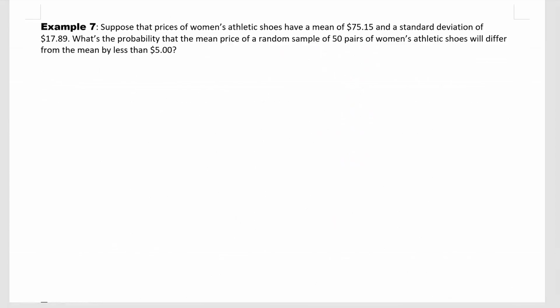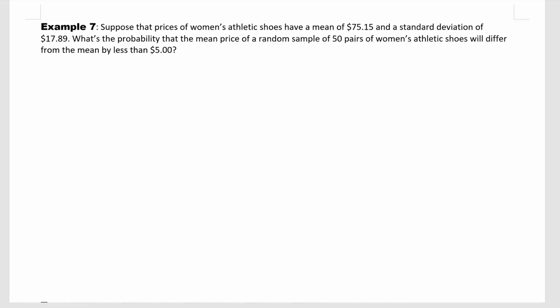Example 3. Suppose that the prices of women's athletic shoes have a mean of 75.15 and a standard deviation of 17.89. What is the probability that the mean price of a random sample of 50 pairs of women's athletic shoes will differ from the mean by less than $5?